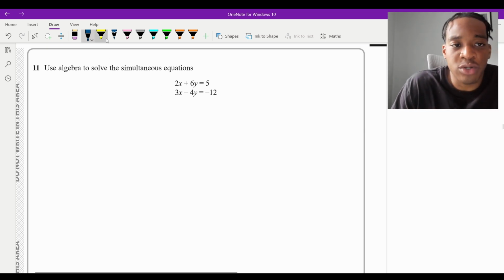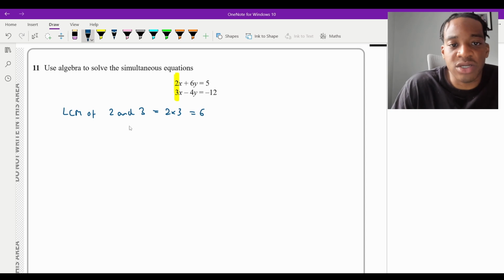What I'm going to do is look at the x's. I've got a 2 and a 3 here. So I need the LCM of 2 and 3. LCM of 2 and 3, that is just 6, isn't it? We can just times them together. 2 times 3 is equal to 6. So essentially, what that means is that I want to make this 2x a 6x and make this 3x a 6x. So I'm going to label this equation 1. I'm going to label this equation 2.